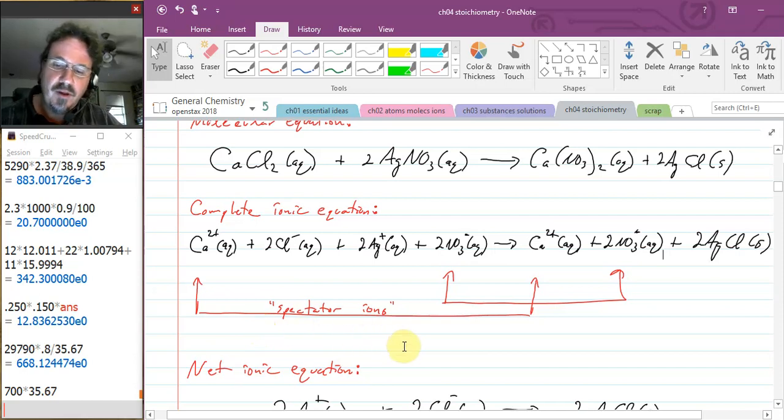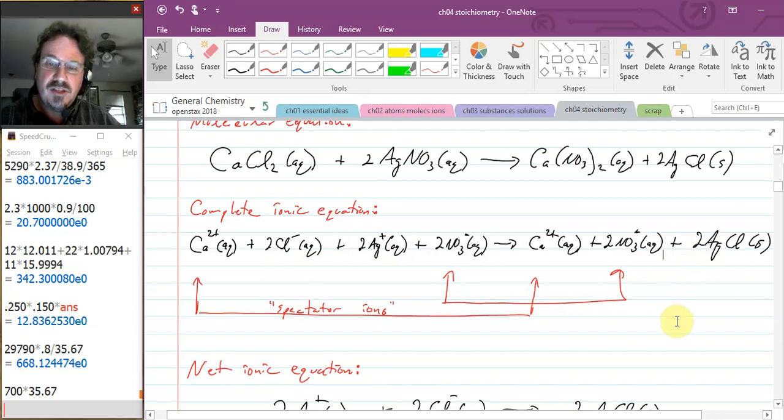Right? But some things have changed. The chloride and the silver ion beforehand were dissolved and they are out there, but then after they reacted, they stuck together and formed this insoluble silver chloride, and so those have changed. Before they were independent, separate. Now they're stuck together as a solid that's not soluble.